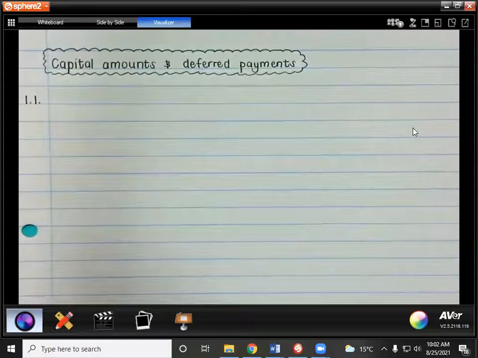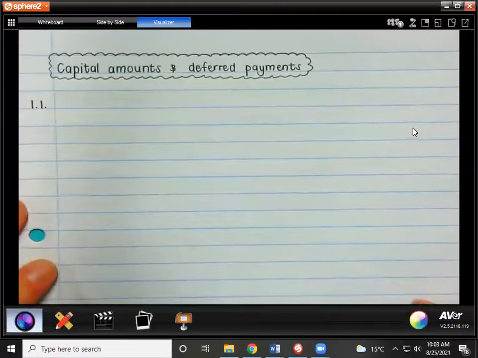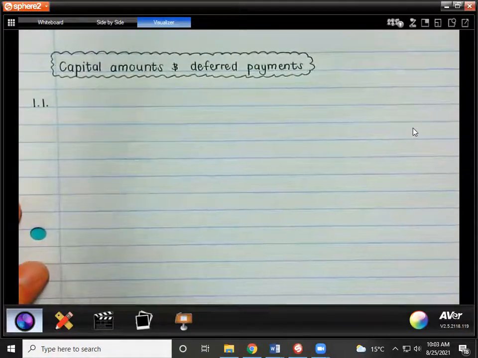We're going to look at that first example. You can see the heading is capital amounts and deferred payments. The first example has to do with capital amounts, which I'll obviously explain as we get to it. And then deferred payments is the second example.